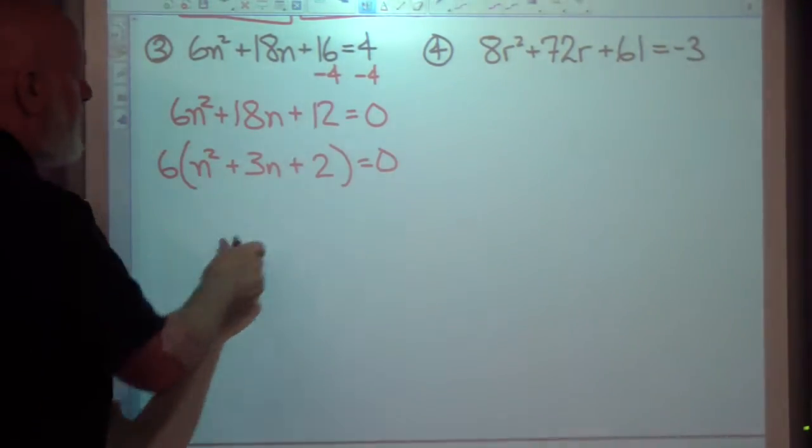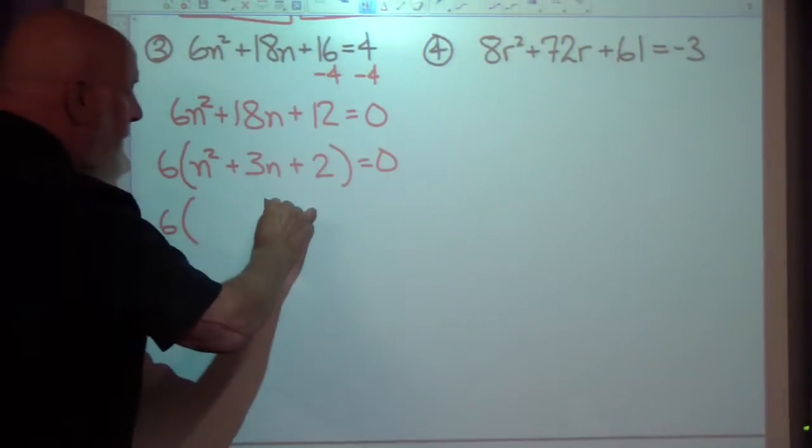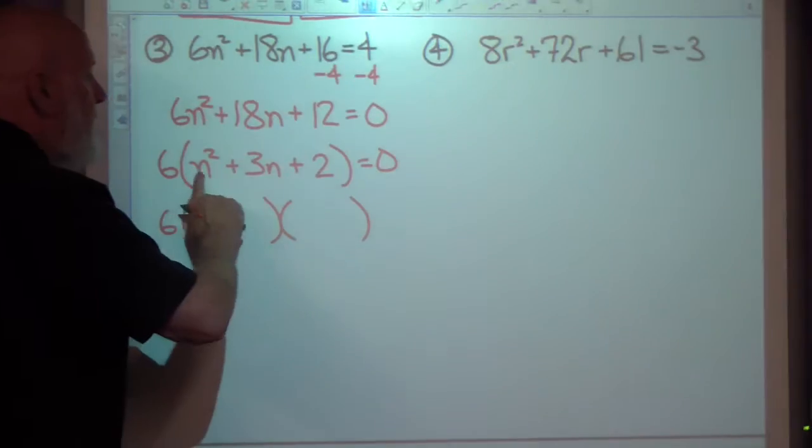Now I'm going to try to factor this quadratic trinomial. 6 doesn't disappear, it's still a factor, but we're trying to factor this variable expression.